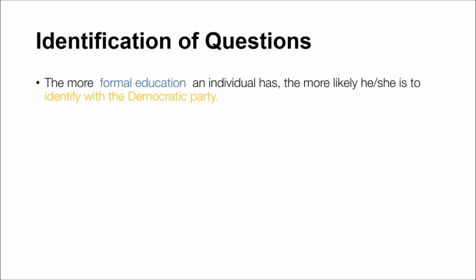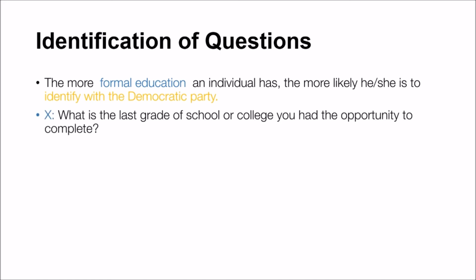Alright, so what we want to do is we want to identify some questions in our survey that we can use to measure our hypothesis. So if we think about our independent variable for this example, which is formal education, we have questions that, or at least in this case, a question that we can use to measure that. And that is, what is the last grade of school or college you had opportunity to complete? So this is the question that we would use to measure the level of formal education someone has. That's pretty straightforward.